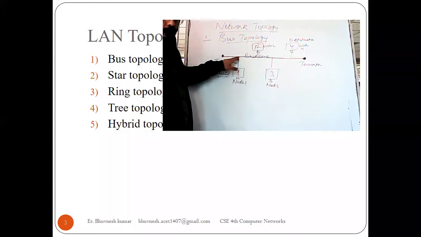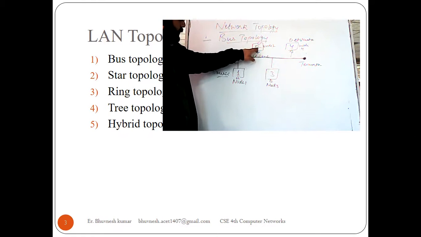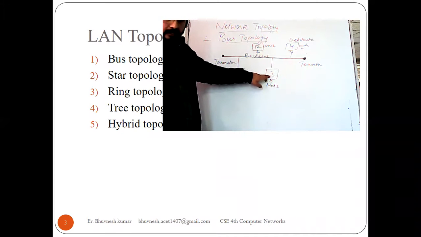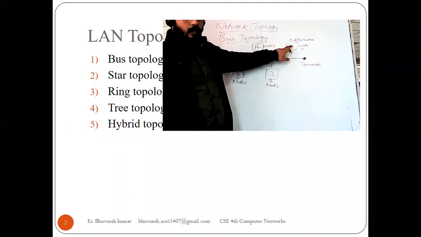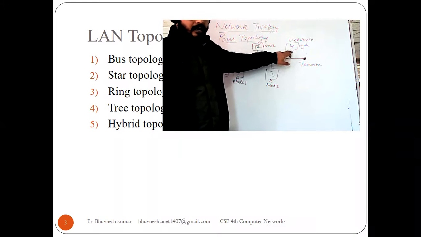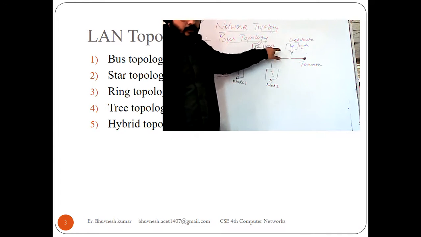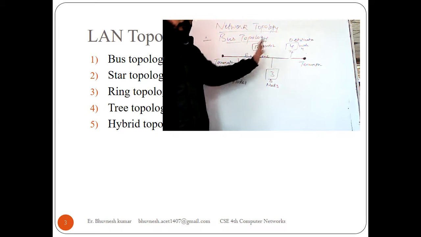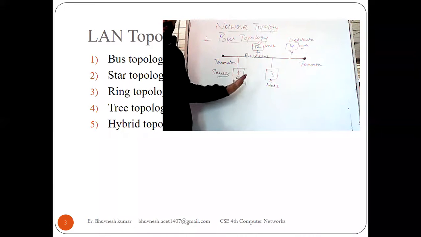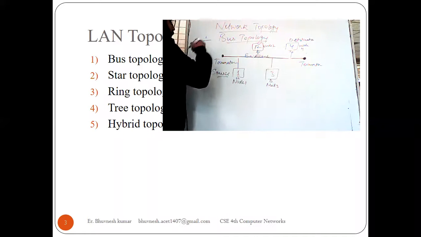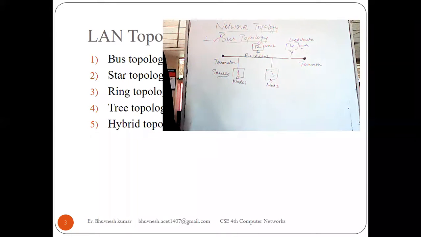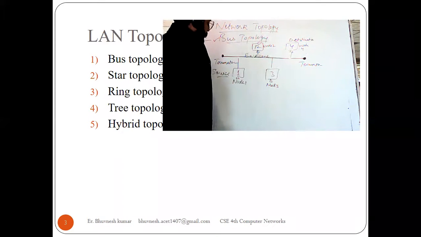Data will travel through your cable. It will search for PC4 with its IP address. Then it goes to node 2, which has another IP. It goes to node 3, which has another IP. And when it reaches PC4, the destination IP matches, so your data will be transferred from PC1 to PC4. And this is your bus topology. This is what your bus topology looks like.